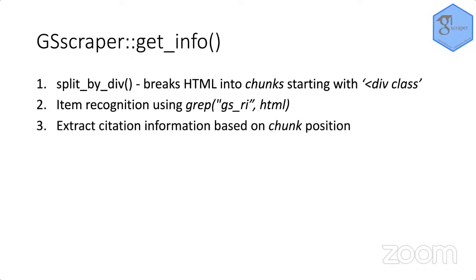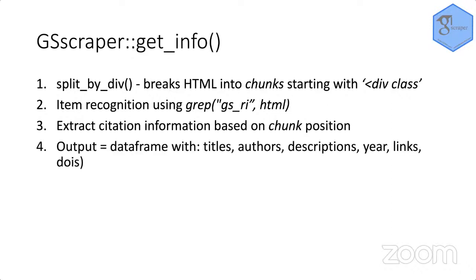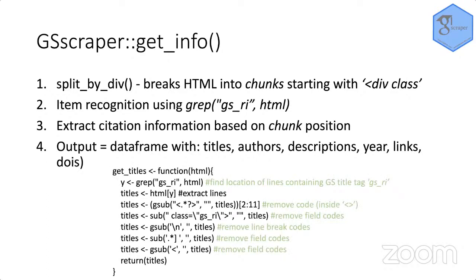And it extracts specific citation information based on the position of the subchunk, so the subset of text within each major result chunk, based on its position. And we know its position because Google Scholar is consistent. And the output is a data frame where each line is a search result and each column is a title, author, description, year, link, or DOI. And the DOIs are really useful because the DOIs are more often than not embedded within the publisher URL. So we can extract that information that allows us to very consistently link to other systems like Crossref.